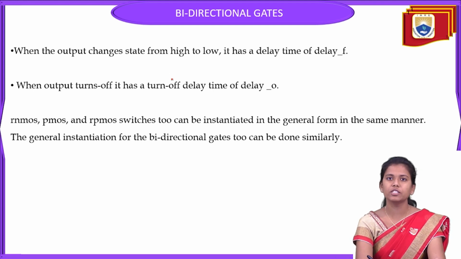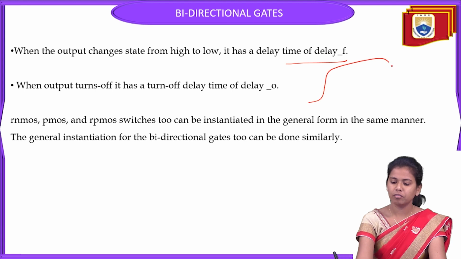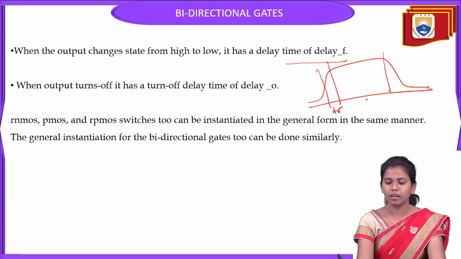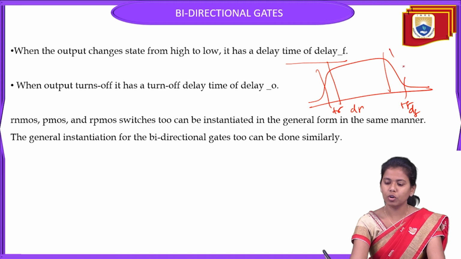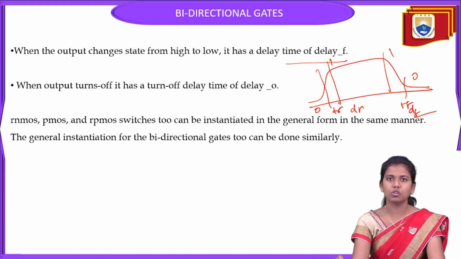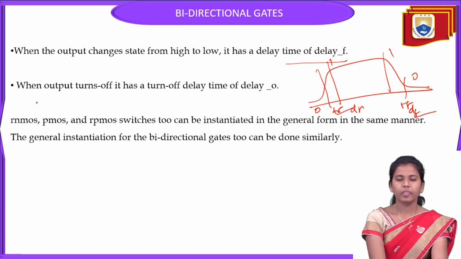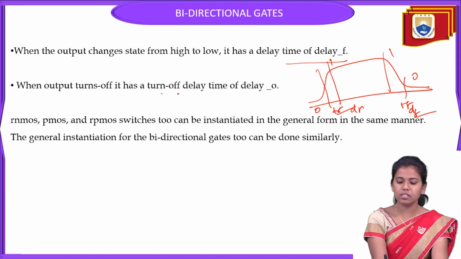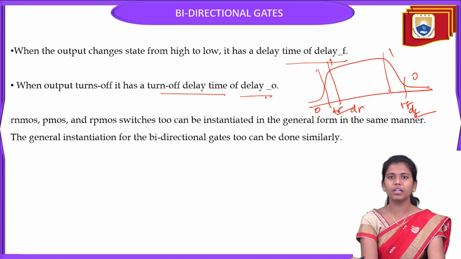So when the output changes from high to low, the delay is F. That is what this is about. TR, that is delay R, and TF, that is delay F. When it is going from 1 to 0, the delay is the fall time, delay F. When it goes from 0 to 1, it is the rise time, delay rise. When the output turns off, it has a turn off delay. The time of delay is 0.